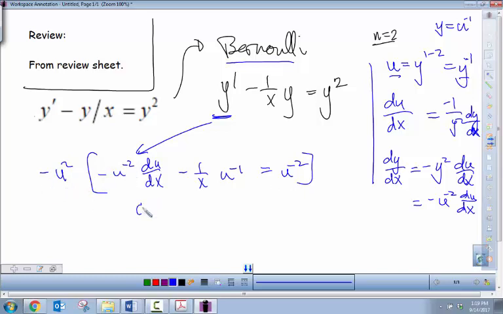this would just be du/dx. Minus minus is a positive 1 over x times u is equal to -1. And the whole point behind the Bernoulli substitution is to rewrite your differential equation so that it's a first order linear differential equation. And we do have, in fact, a first order linear differential equation.